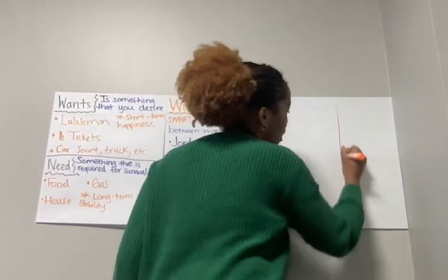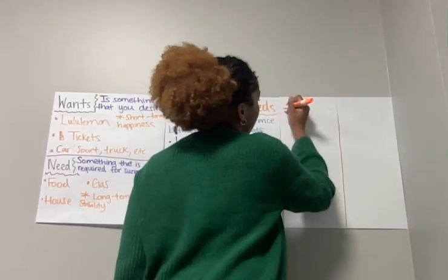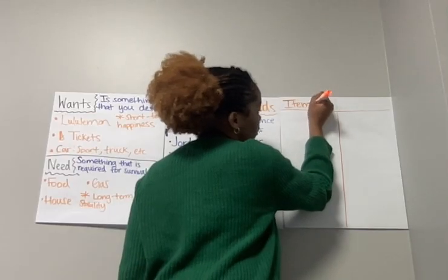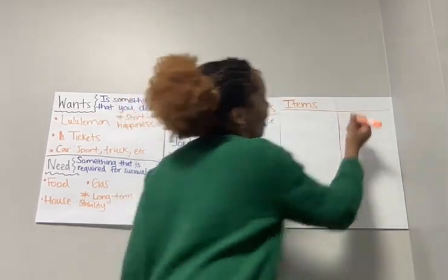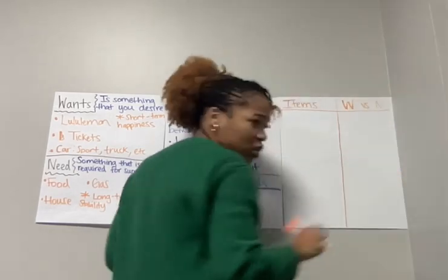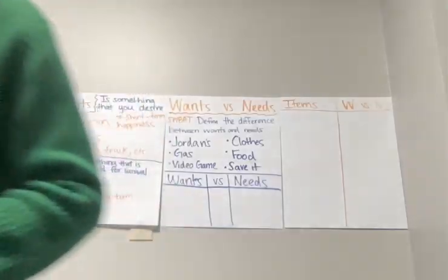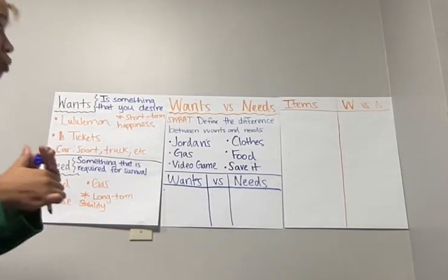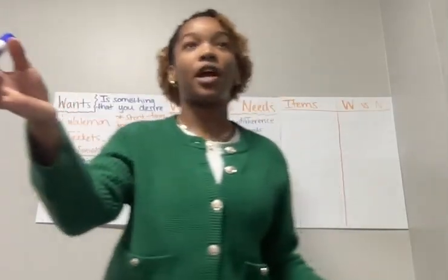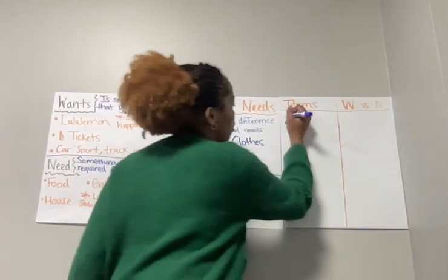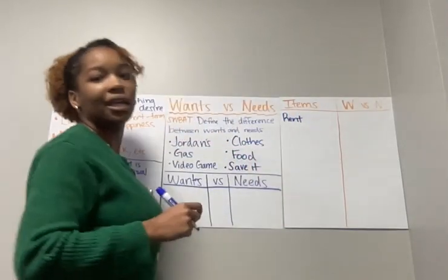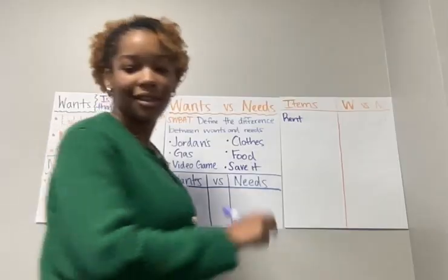We're going to make a column here. We're going to put items, and W versus N, wants versus needs, okay? We're going to do this quick, because these should be things that come off the top of our head. So first, rent. Team A, is that a want or a need? Need, yes.